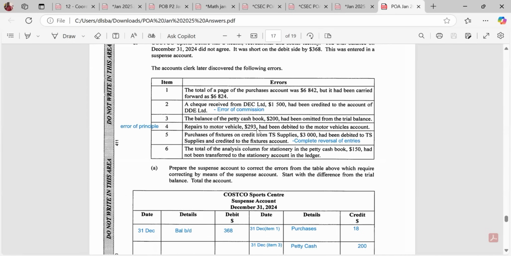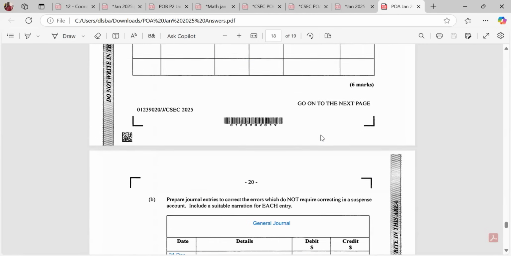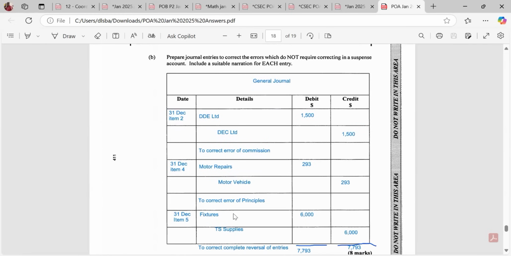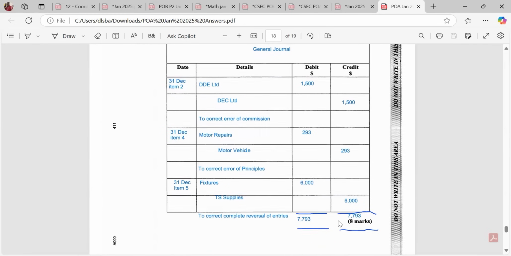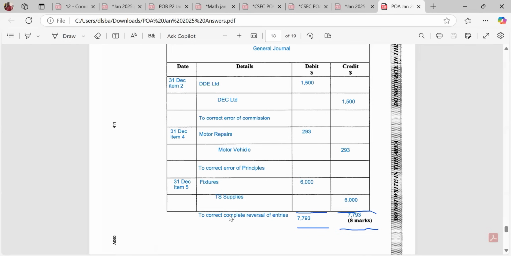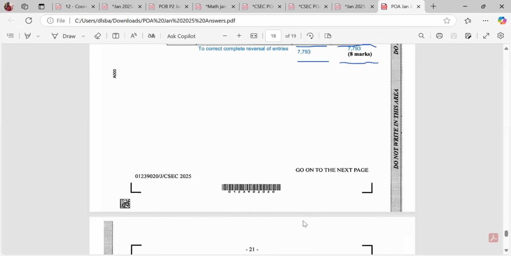Same thing for TS. I have 3,000 on TS debit side. I have to credit TS 3,000 to cancel out that 3,000. Then credit it another 3,000 to put it where it's supposed to be. So in total, after debit and credit, 6,000. Debit fixtures 6,000, credit TS 6,000. Put my narration: to correct complete reversal of entries, and I put my totals, 8 marks.